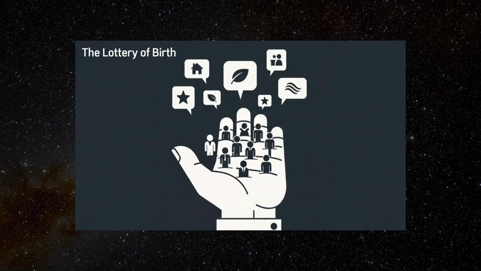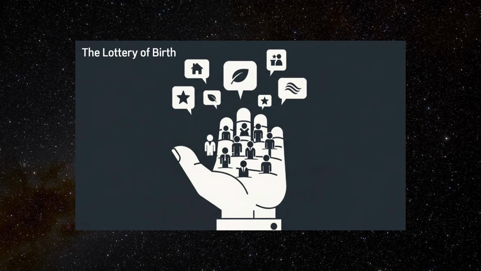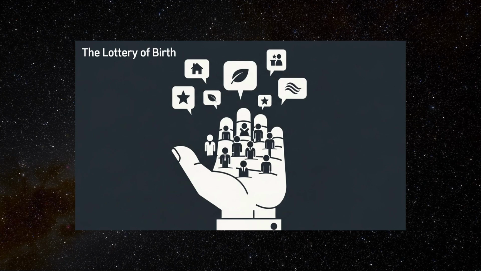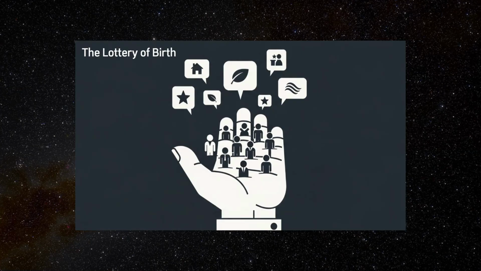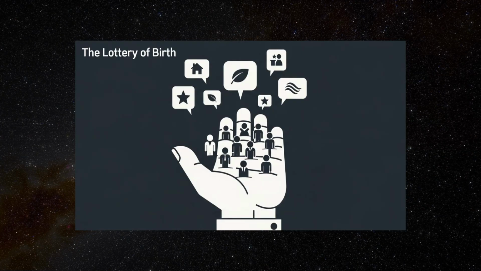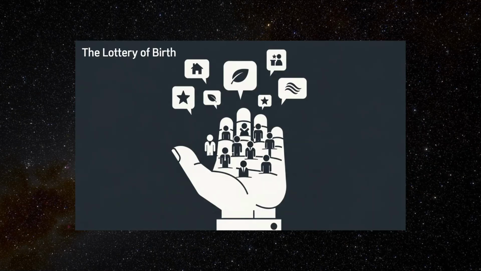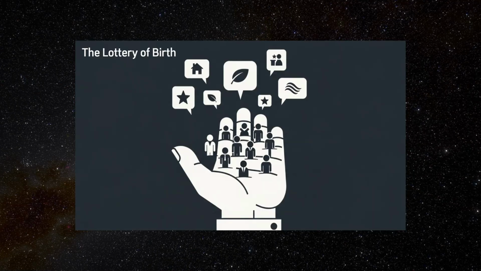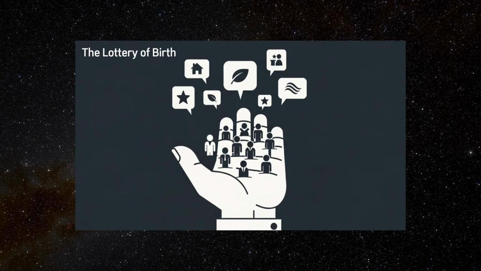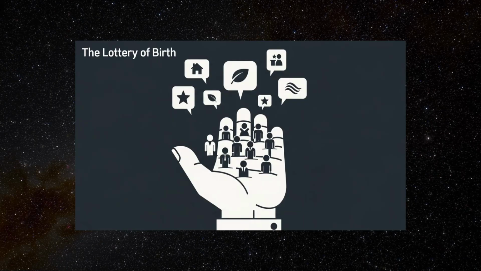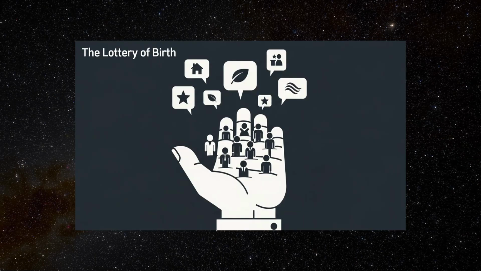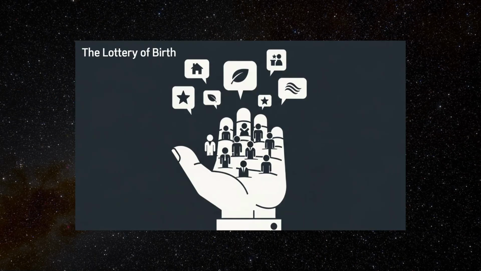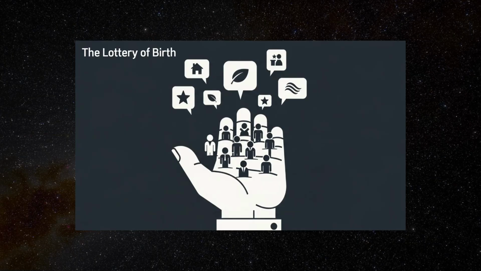To put it simply, the lottery of birth is the idea that no one chooses the circumstances into which they are born, yet those circumstances often determine everything from access to education and healthcare, to exposure to violence, to chances of employment, freedom, and even survival. A child born in a wealthy country to educated parents immediately has a vastly different life trajectory than one born into poverty in a war-torn or oppressed region.